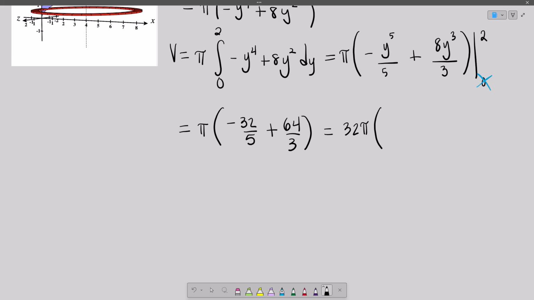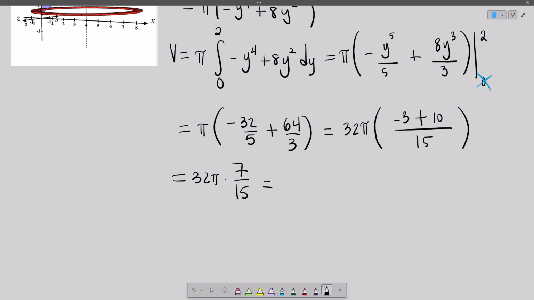And then the common denominator is 15, so we're going to multiply this one by 3, but we pulled out the 32, so it's going to be minus 3/15. And then this one we pulled out a 32, so there's a 2 left there. We have to multiply it by 5, so plus 10. So that will be 32 multiplied by pi, multiplied by 7/15.